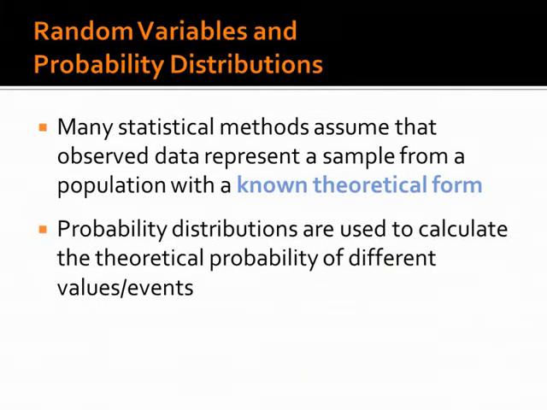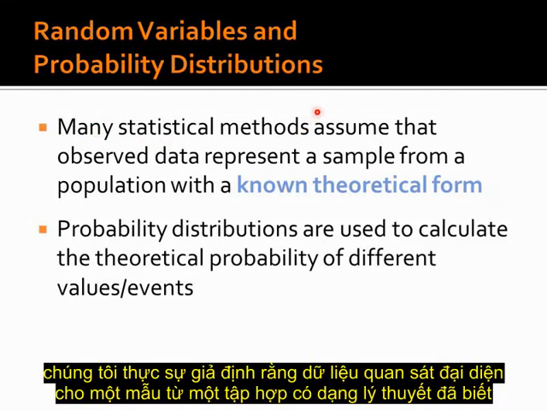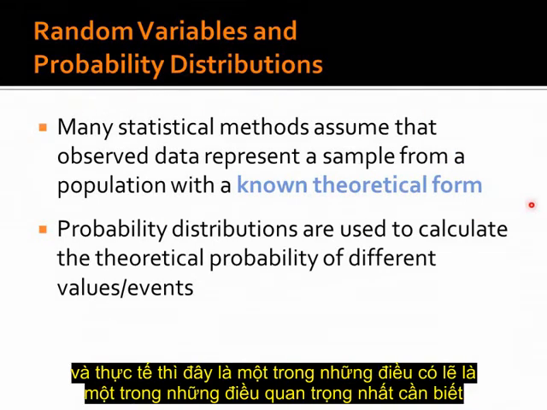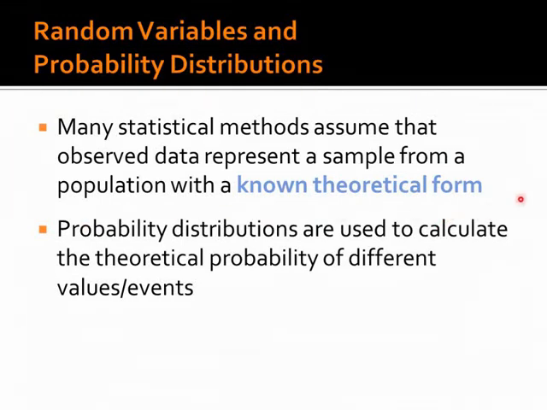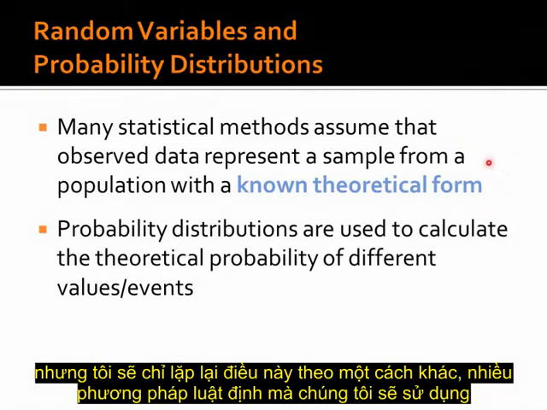Right? Now, it might interest you to know that for many of the statistical methods that we are going to be using, we are actually assuming that the observed data represents a sample from a population with a known theoretical form. We are going to explore this idea in more detail later, and in fact this is probably one of the most important things to know. So once again, we'll talk about this again, but I'll just repeat this in another way.